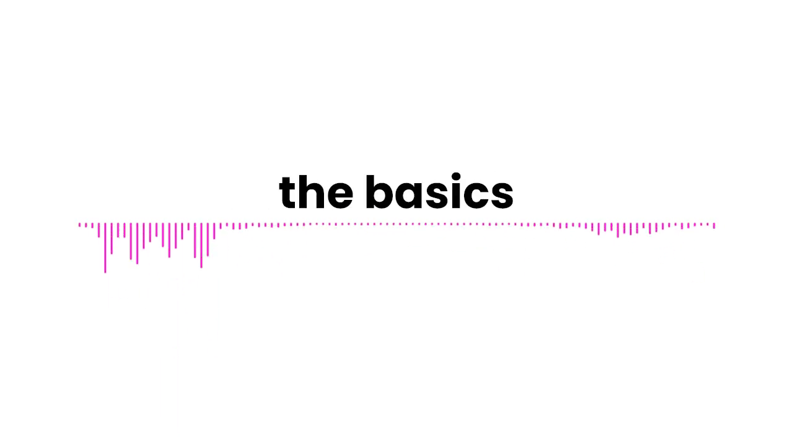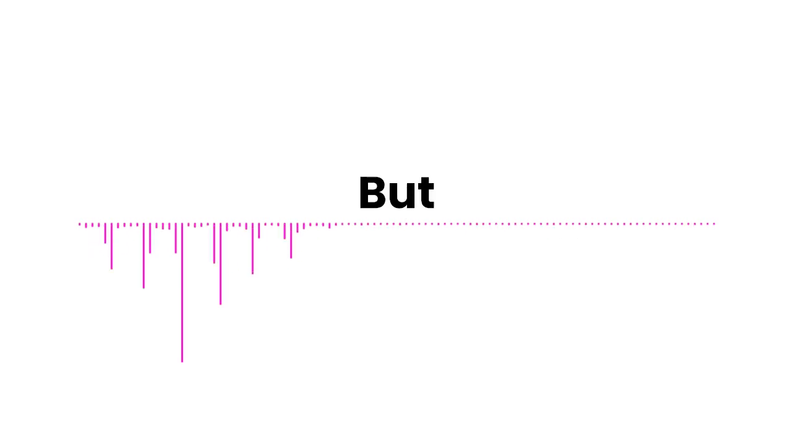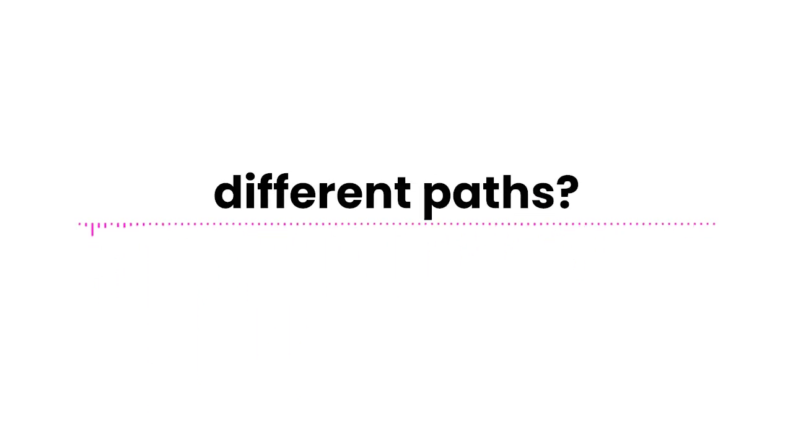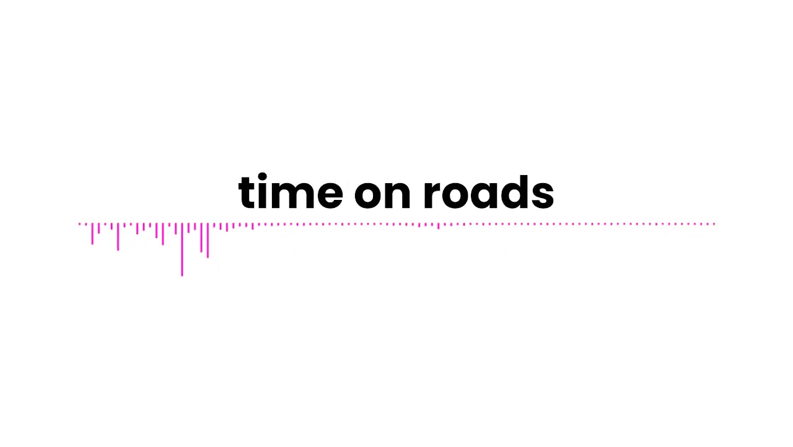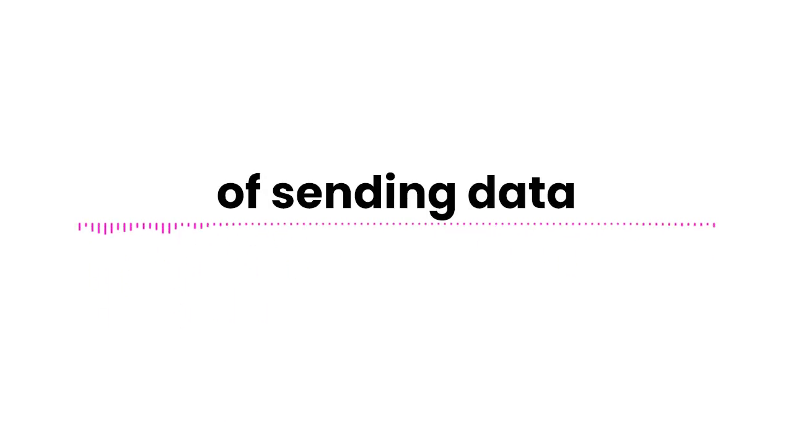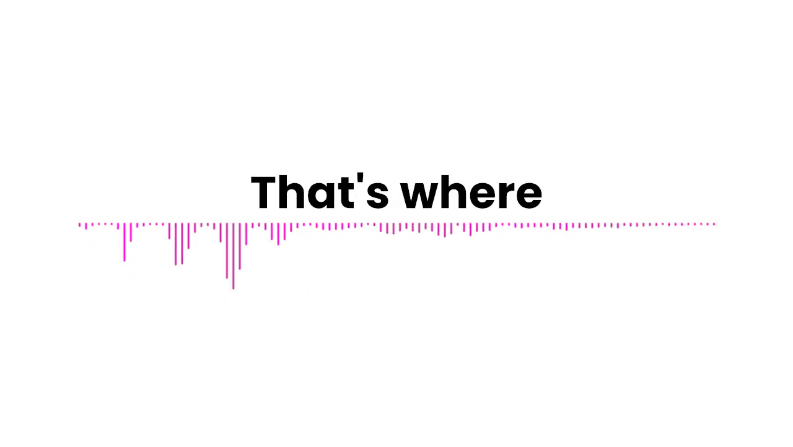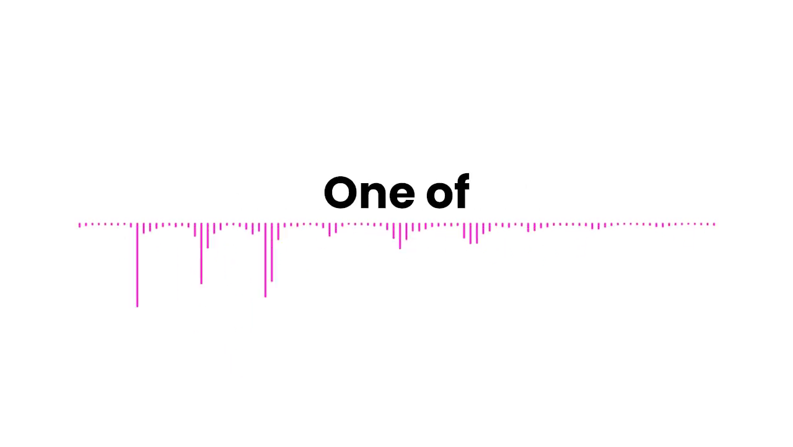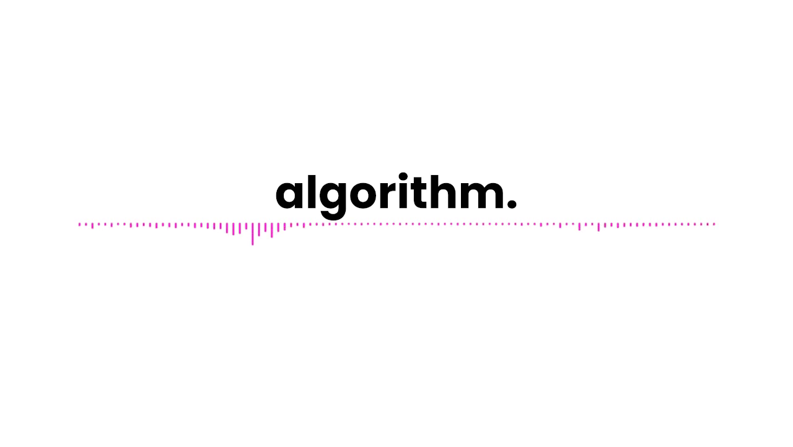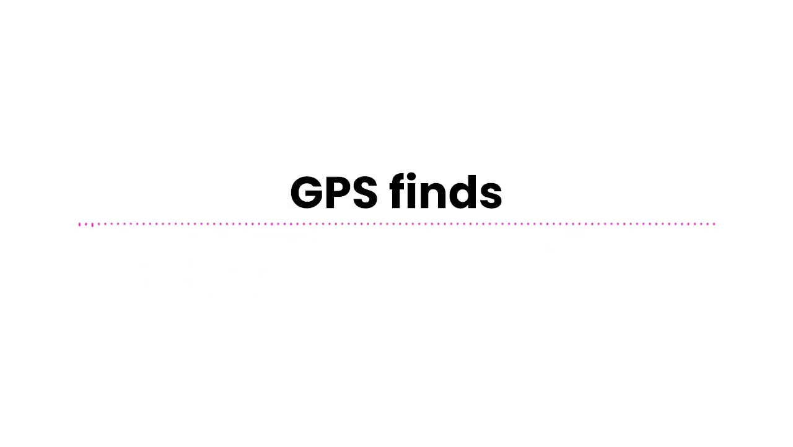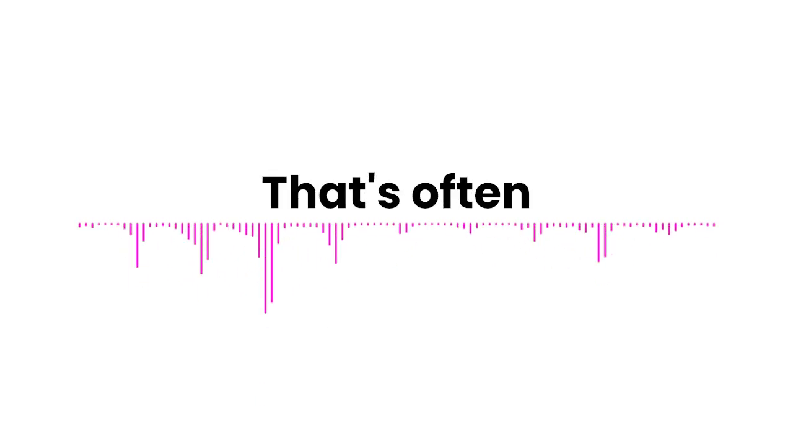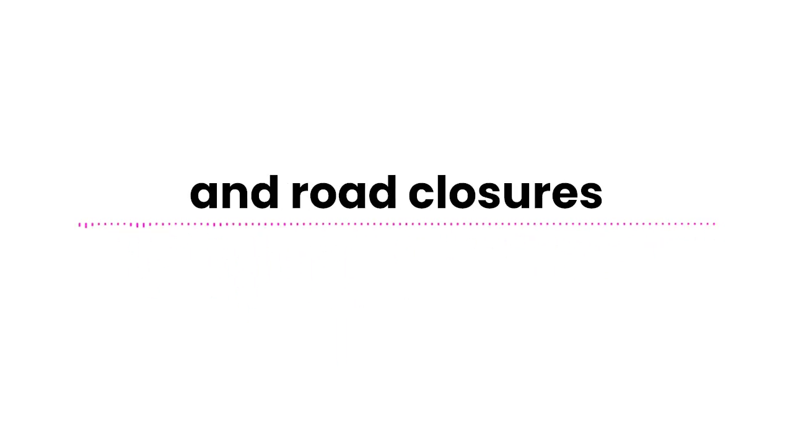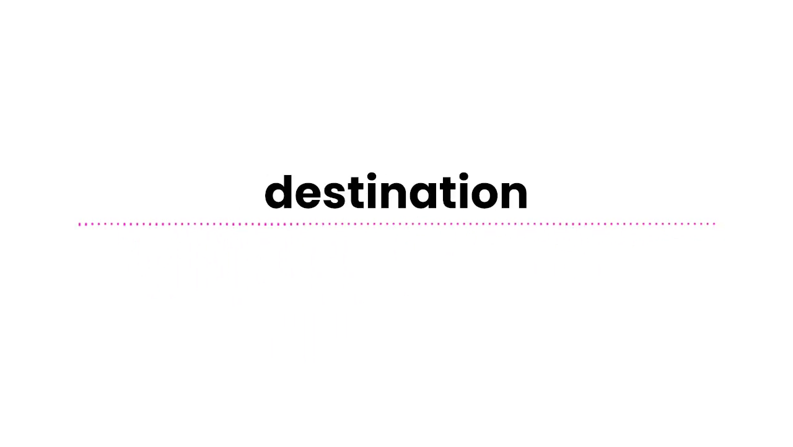Okay, so we've covered the basics of navigating a graph. But what about when we need to consider the cost of traversing different paths? Think travel time on roads, or the cost of sending data along different routes. That's where weighted graphs come in, and we have some brilliant algorithms for that. One of the most famous is Dijkstra's algorithm. You know how your GPS finds the fastest route? That's often Dijkstra's algorithm in action, considering factors like traffic and road closures to get you to your destination efficiently.